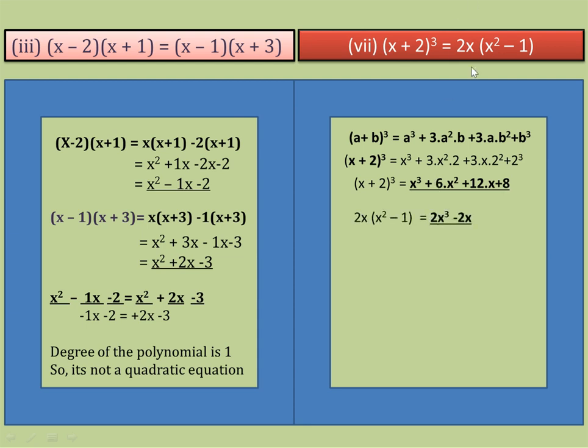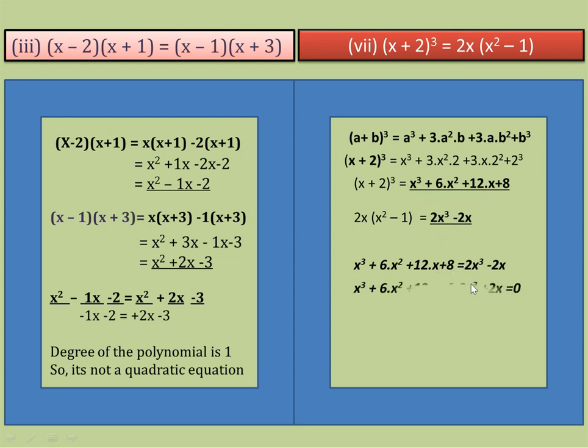What is there in the RHS? 2x into x square minus 1. Now just multiply, it becomes 2x cube minus 2x. Okay, now we have to equate the LHS and RHS values. See here the same values, copied down here.